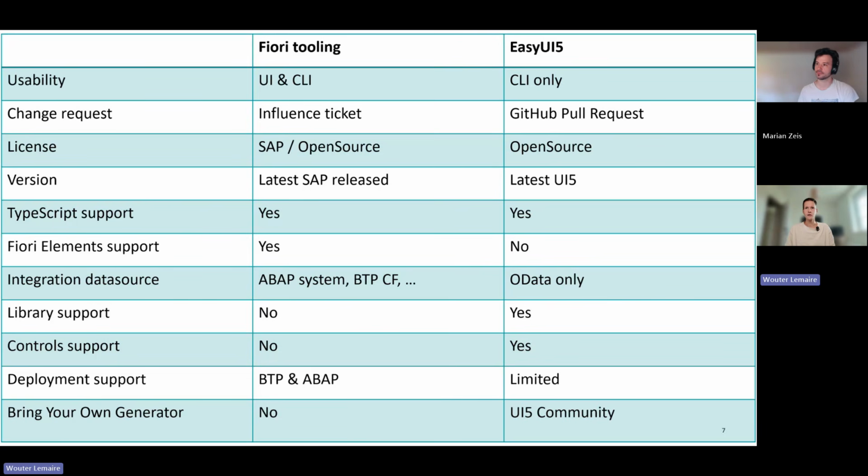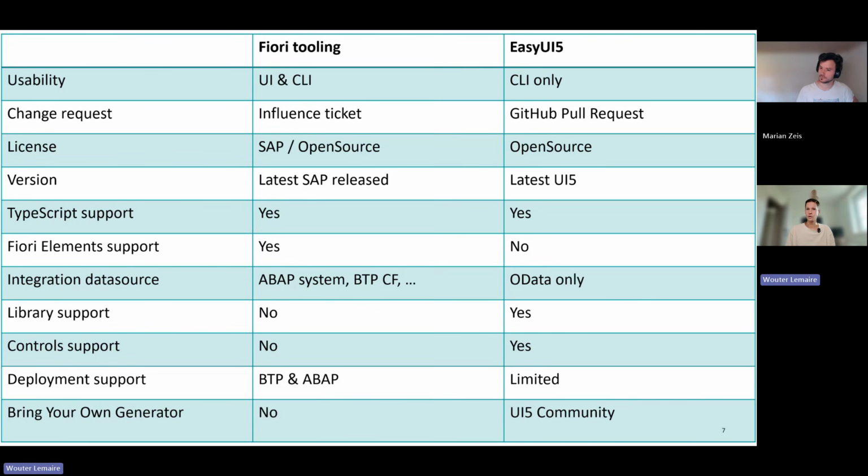For the Fiori Tooling, if you generate an app, you need to look at the UI5 version. You can always select it, but if you do not select it, your Fiori Tooling will take the latest SAP release, so officially a stable release. While Easy UI5 will really give you the latest UI5 version. Not a nightly build, but at least the latest that they have to offer. They both have TypeScript support.